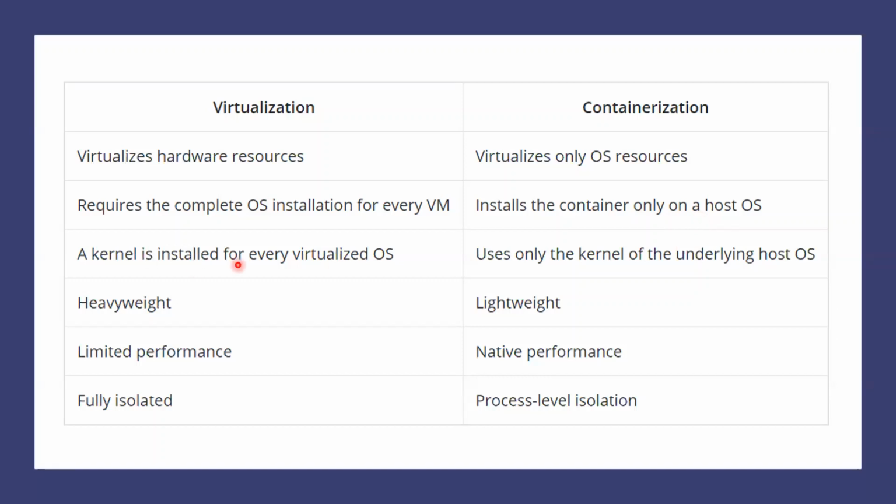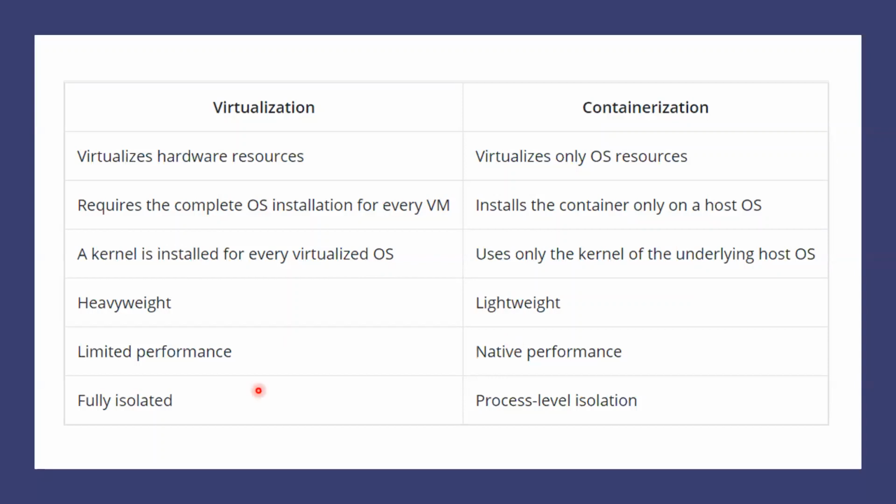Next, a kernel is installed for every virtualized OS. It is very necessary that when we install an OS, a kernel should be there. But here, as we don't have a guest OS, there is no need for a separate kernel for each container. Instead, the host only has one kernel, that is my host operating system, that is my Windows. Virtualization is heavyweight, containerization is lightweight. I already told why it is lightweight. Virtualization has limited performance because it is using huge resources, whereas container performance is native because it is using very less resources.